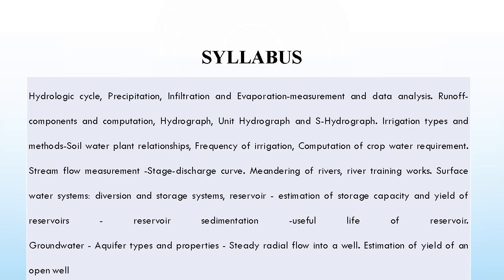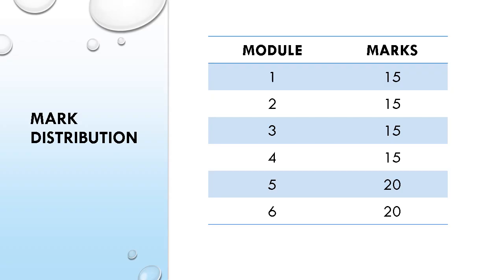The syllabus includes the hydrologic cycle, precipitation, infiltration, evaporation, hydrograph, unit hydrograph, and soil water relationships, and these are some of the important topics. So this is the mark distribution of each module for the university exam.